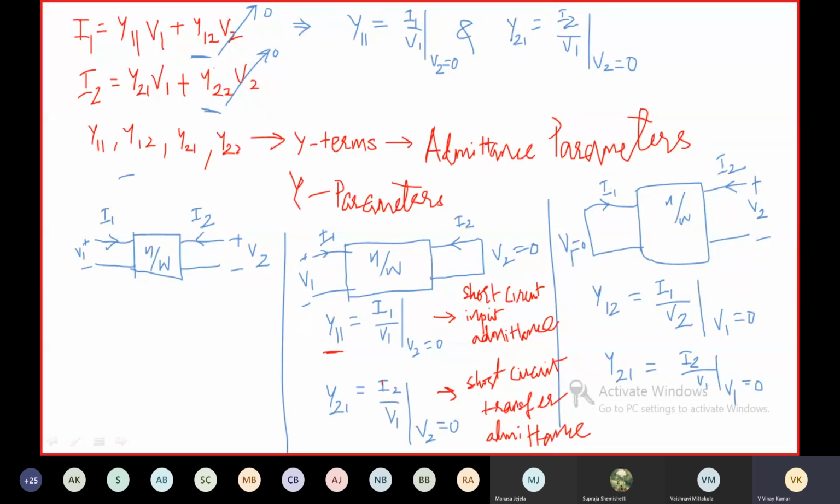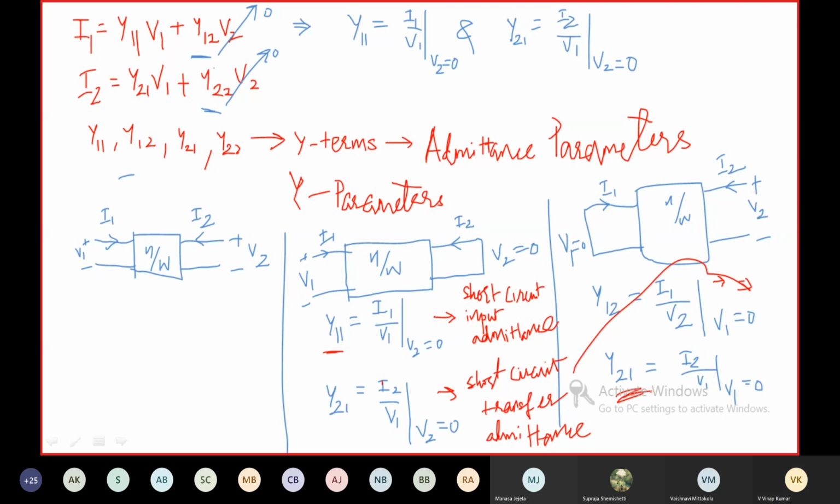This is called short circuit input admittance because you are going to find admittance at the input port. Coming to this, Y12 is called short circuit transfer admittance. Coming to Y21.